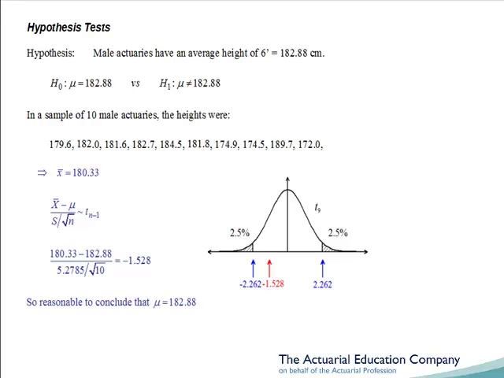The question is, have we proved that the mean height of male actuaries is 182.88? Well, the short answer is no. What we have shown is that our hypothesis seems reasonable based on our sample results and assumption of normality, but we haven't proved it. It's what's called statistical inference. We have inferred that it is true, though we haven't actually proved it.